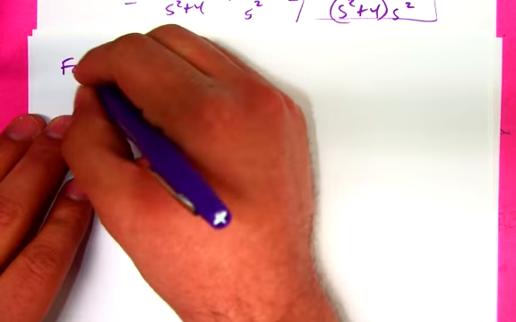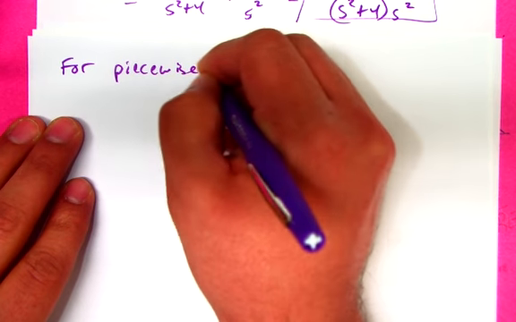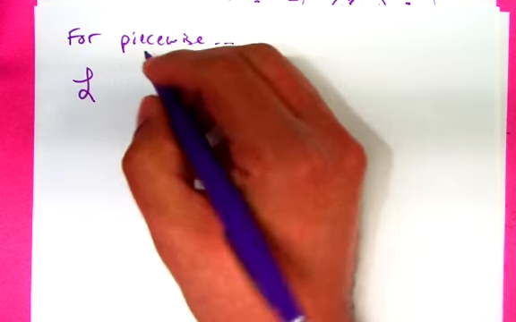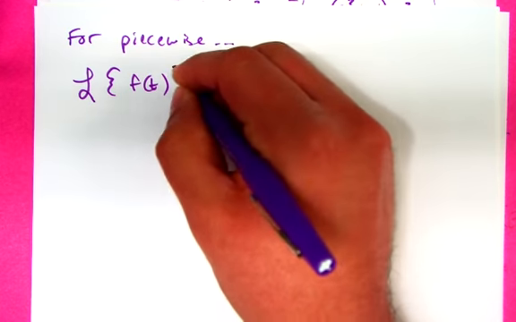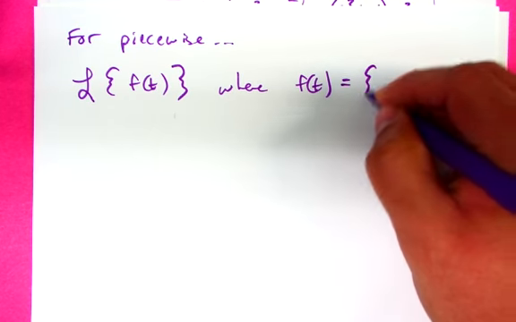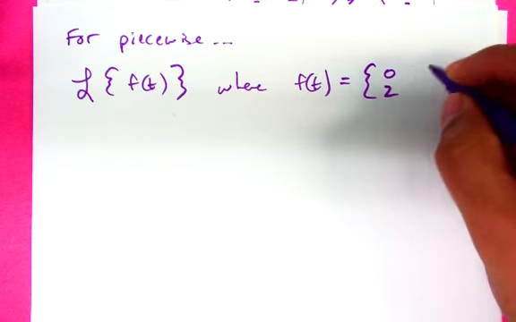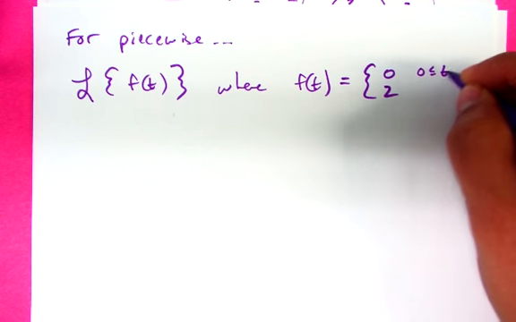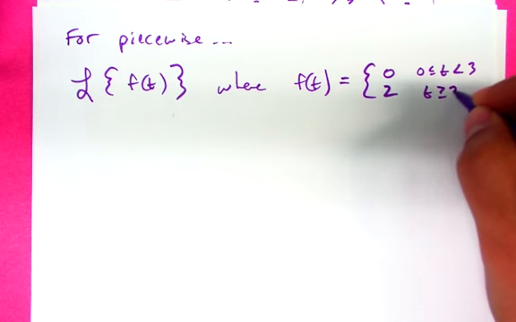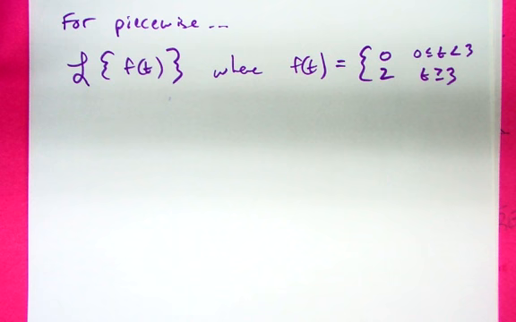For piecewise situations, you just add. So let's say we wanted to take the Laplace transform of f of t, where f of t is the piecewise defined function: 0 when we're between 0 and 3, and 2 when we are greater than or equal to 3.